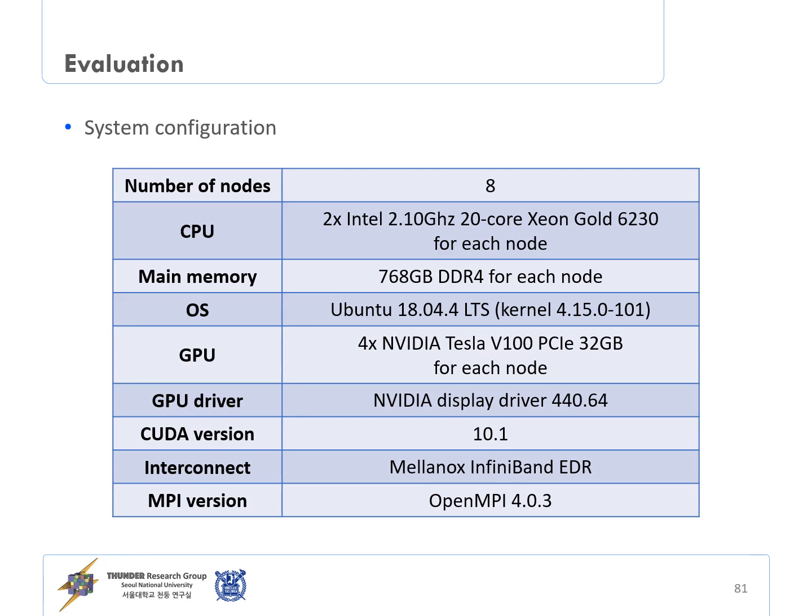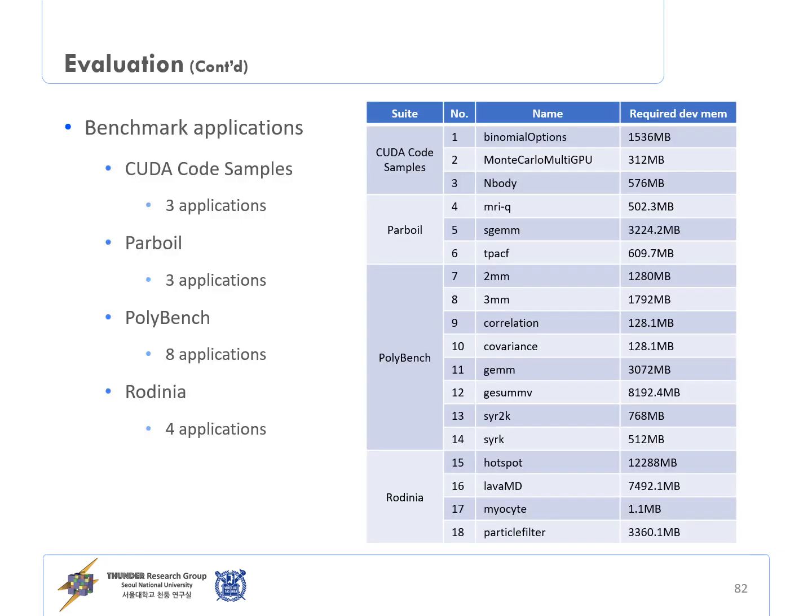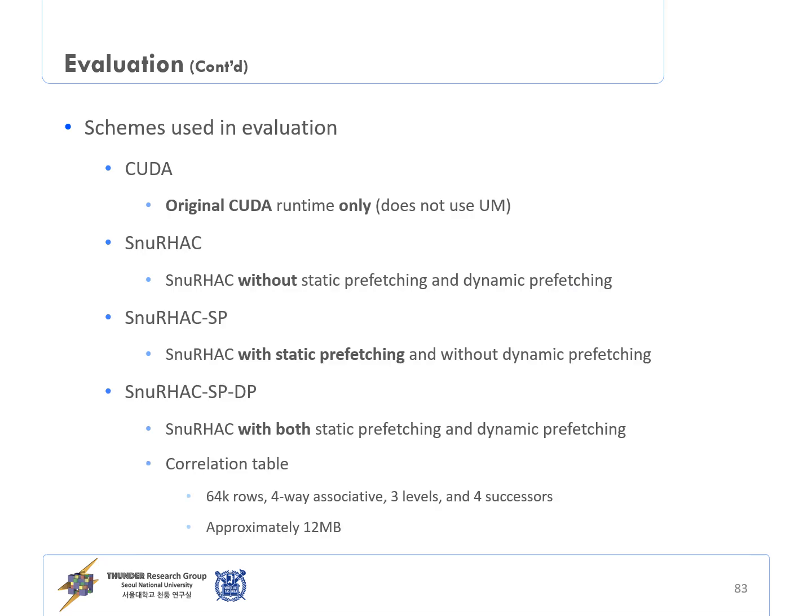For evaluation, we use an 8-node cluster. Each node has 4 Tesla V100 GPUs and an InfiniBand EDR network card. We use 18 applications from various sources. These are the schemes we used in the evaluation. CUDA means using the original CUDA runtime only. SnuRHAC shows the performance without any prefetching. SnuRHAC SP shows the performance with static prefetching only. SnuRHAC SPDP shows the performance using both techniques.